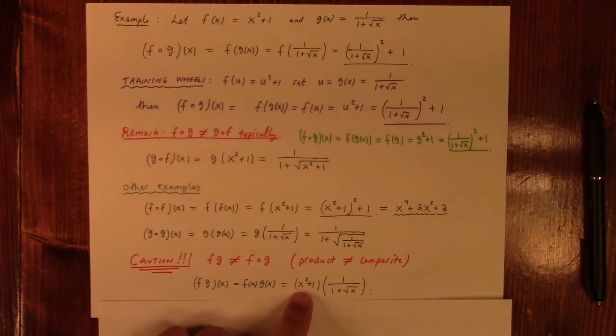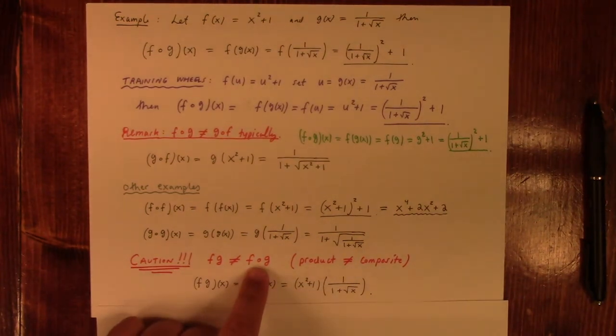You have to distinguish between these. That little circle does not mean multiply, it means compose.